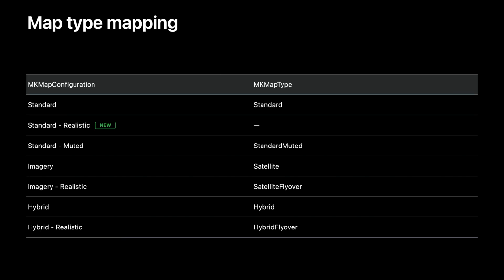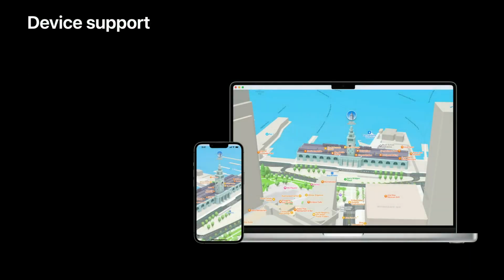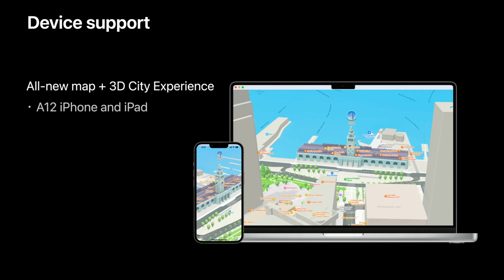To recap what we just discussed, here's a table that shows the correspondence between the new map configuration classes and the MKMapType property. The all-new map with the 3D City experience requires compatible hardware. On iOS, the new map support requires A12-based iPhones and iPads, or later.